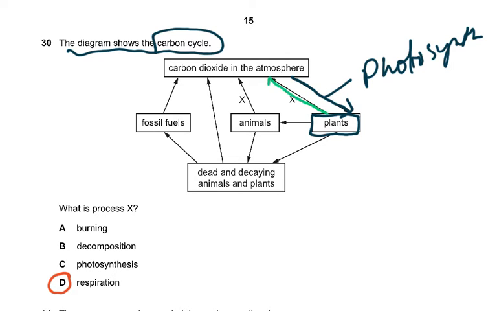X is respiration by animals. Now what is process X? It has to be respiration. It would be nothing else. Plants respire and the CO2 is returned to the atmosphere, and animals respire and the CO2 is returned to the atmosphere. Fossil fuels to carbon dioxide. This would of course have been combustion.